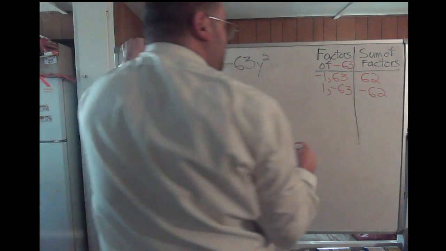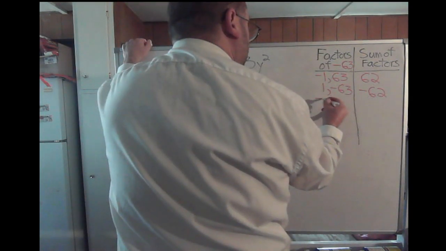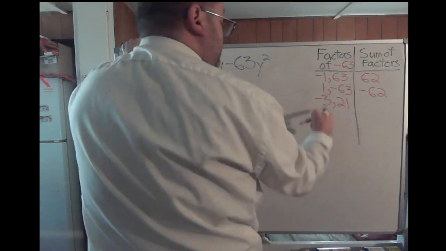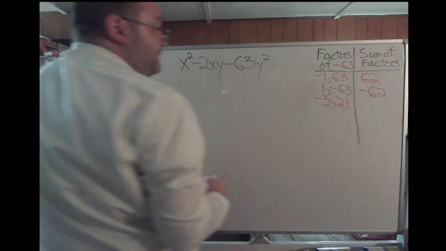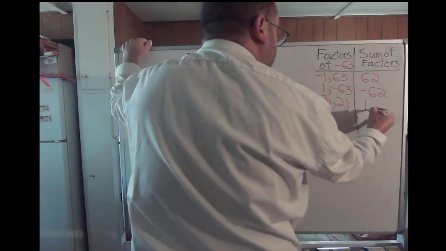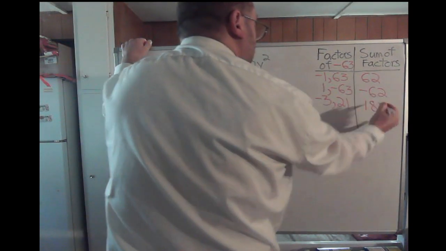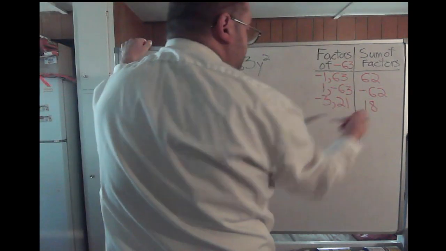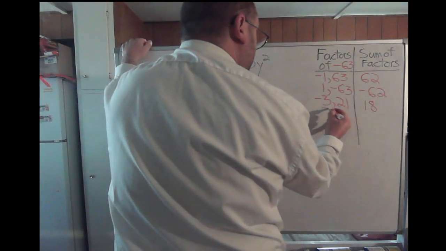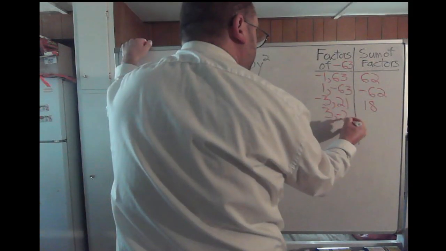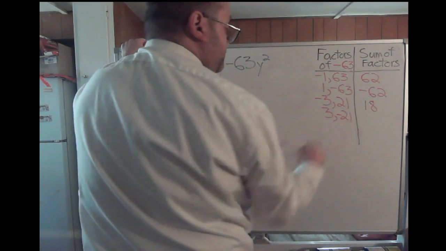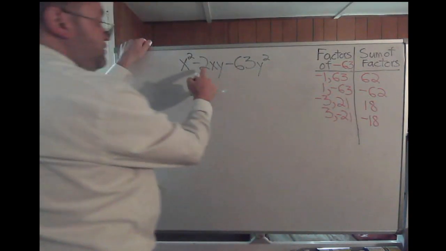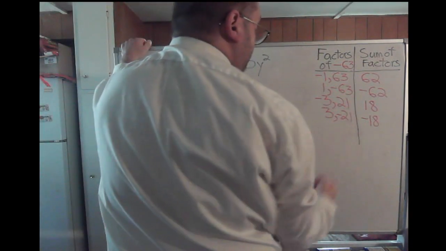That doesn't work. So how about negative 3 and 21? Negative 3 and 21 added together give you positive 18. Well, you need your middle coefficient to be negative 2, not 18. That doesn't work. How about positive 3 and negative 21? 3 minus 21, that's negative 18. You need your middle coefficient to be negative 2, not negative 18.